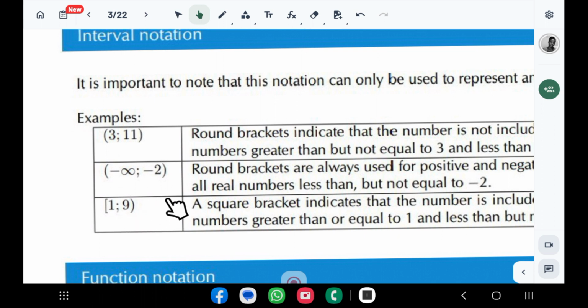Now notice something also that's very important. Whenever you're dealing with infinities, whether it's negative or positive infinity, your bracket will always be a round bracket. Reason being that you cannot pinpoint the number at infinity. It just goes on and on and on. So you put a round bracket where infinities are involved. Here, this is a set of all real numbers that are less than -2 and not including -2. That's how you read that.